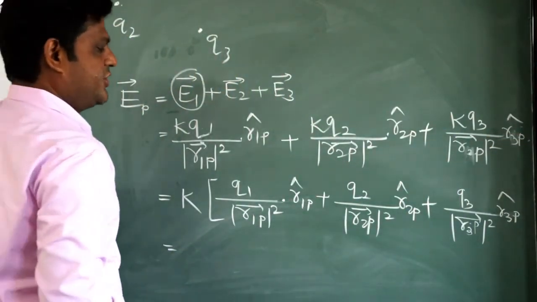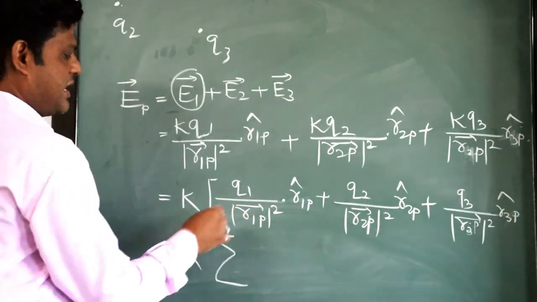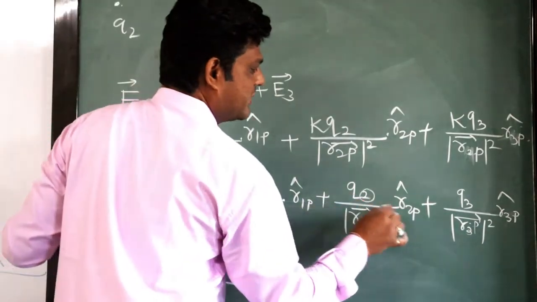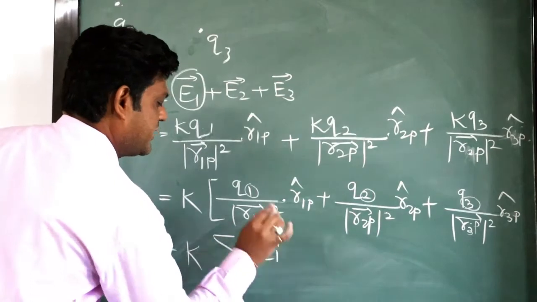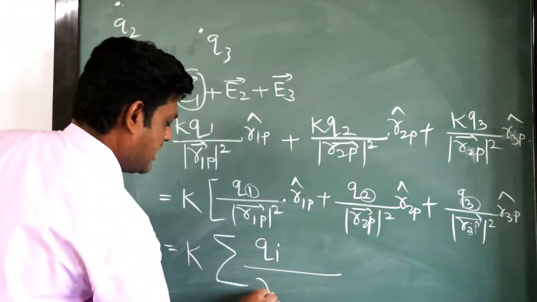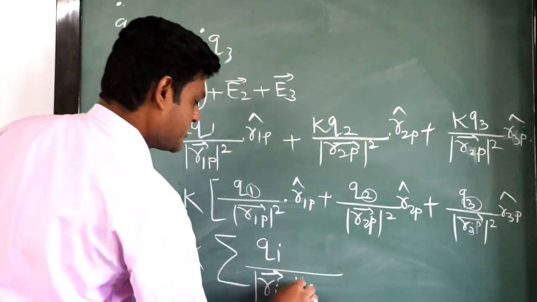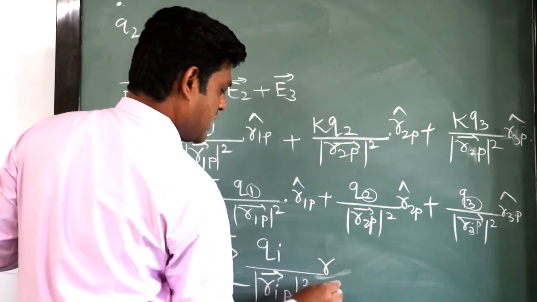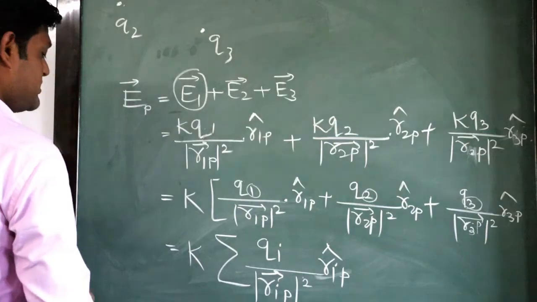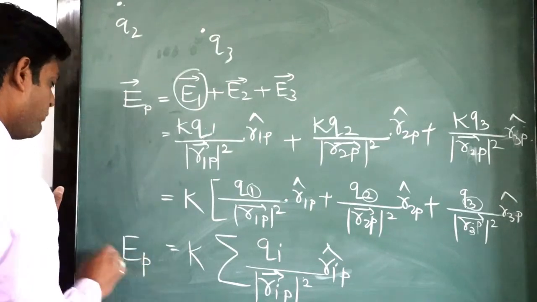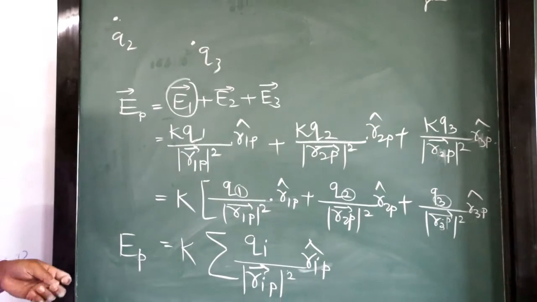So using the summation, K remains as it is, use the symbol summation, and use the letter i for the varying term. So here we will write Qi by mod RiP squared into RiP cap. This is the electric field at point P due to the number of charge particles.